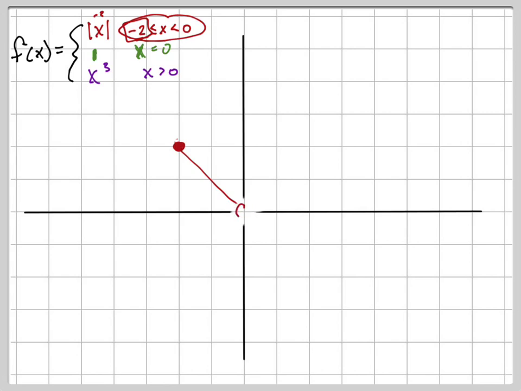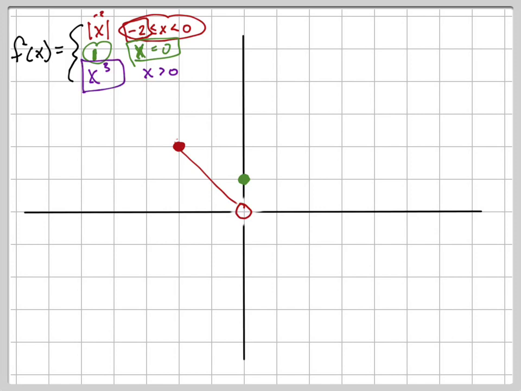Let me clean this up a little bit. I'll make that more obvious, a bigger hole like that. All right, the green part is just 1 point. You see how it's telling you that when x equals 0, f of x equals 1. So that's just that point right there. That's all it is. And the purple part is whenever x is greater than 0, it's the cubic.